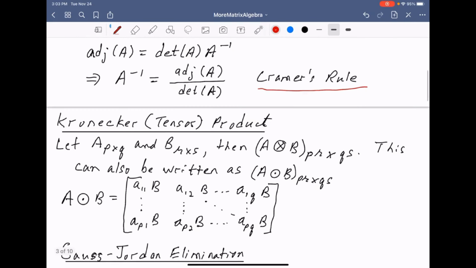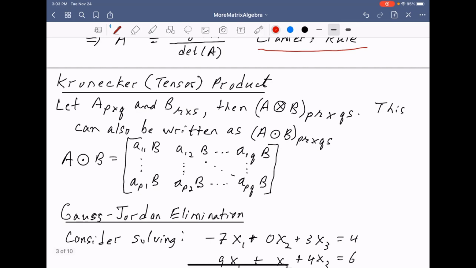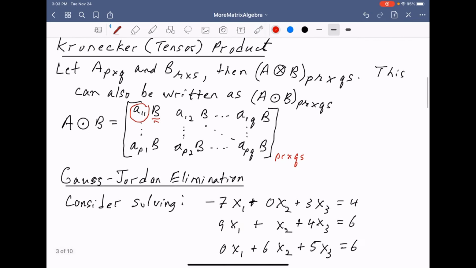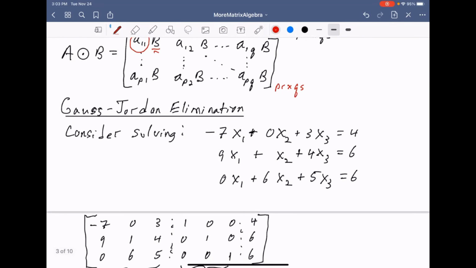So how do we define it? Well, A tensor product B is simply multiplying each particular element of A by the matrix B throughout. And that then results in a PR by QS matrix. Another topic we want to look at is Gauss-Jordan elimination.